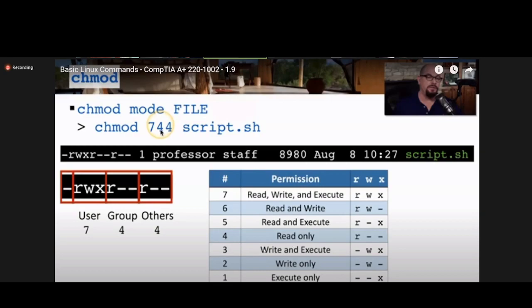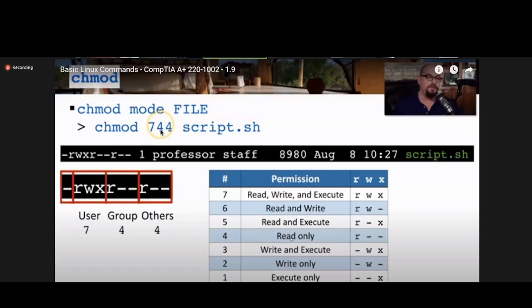So I try to understand this table: 0 is none, so hyphen, hyphen, hyphen. This is the binary conversion. The one means this bit is on, so if I want to only give the execute permission, then I will give the 1. And if I want to give the write permission, then this bit is on, which is equivalent to 2. So think about the binary. If I want to give write and execute, then this bit and this bit are on, which is equivalent to 3.